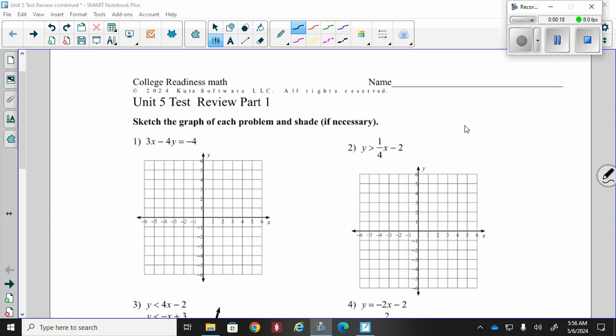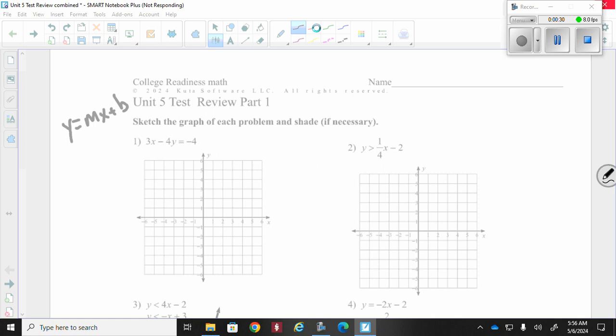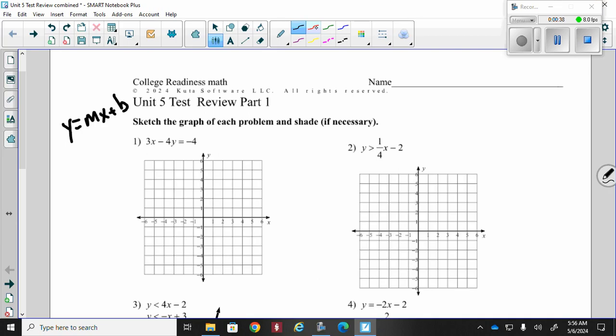Question number 1, you need to take the equation and put it into a y equals mx plus b setup. Now, the biggest challenge, guys, that I have seen when it comes to a question like this is, do you see how 3x is positive?